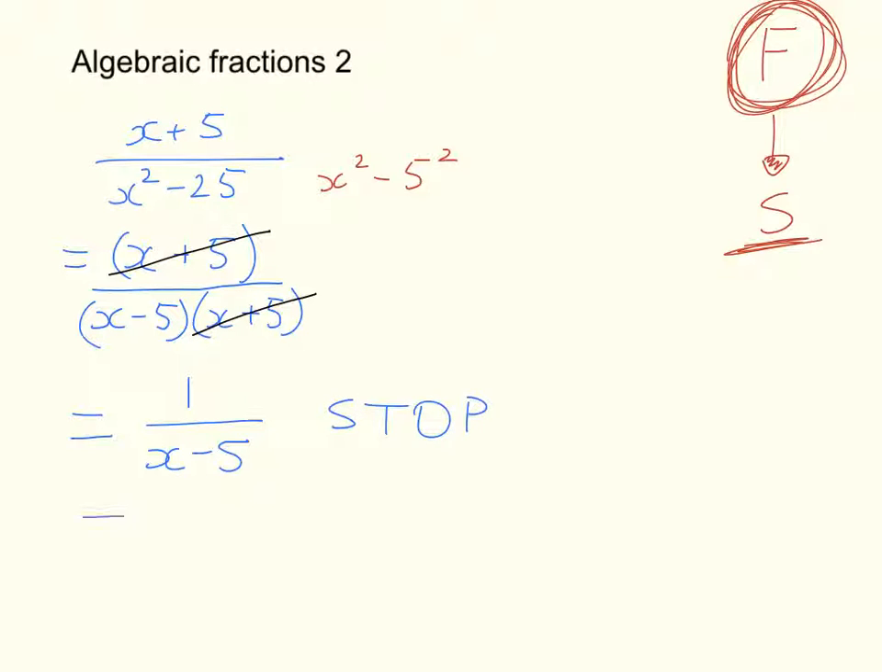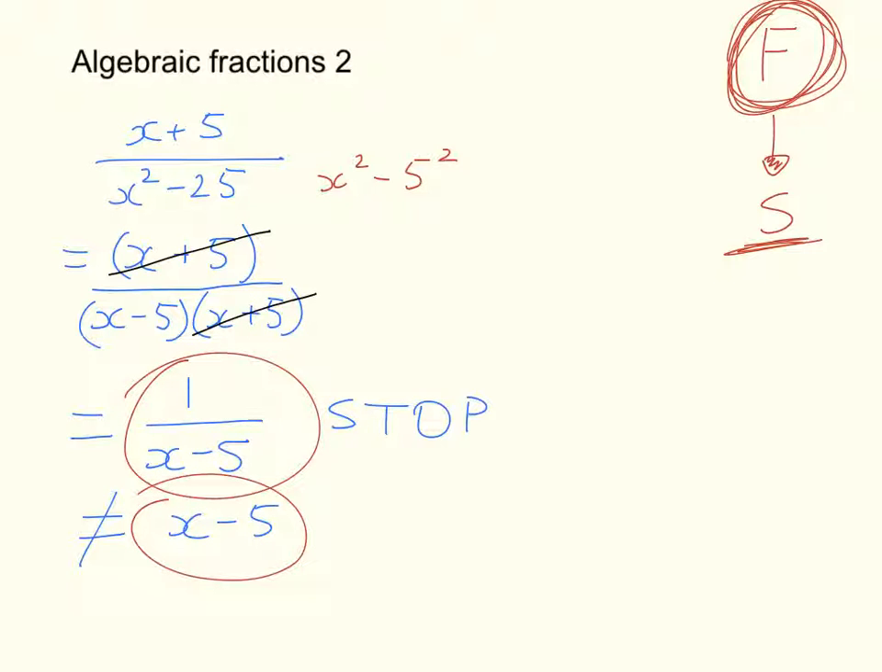Okay, to be very clear, this is not equal to x minus 5. You can't just go and rewrite that without a denominator because the denominator is x minus 5. Now, pick some numbers if you'd like. Pick the number 100 and put it into both these expressions and see if it comes out the same. It won't.